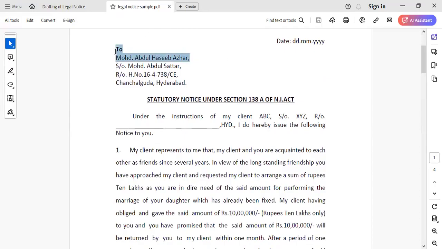I was sending this to Muhammad Abdul Haseeb Hazar, son of Sattar, resident of such and such address. I am not writing respondent or plaintiff or any legal words. I'm just writing to whom. Understood this point? In direct language. Yes, sir. Then, after these two, you have to write: statutory notice under section 138 of the Negotiable Instruments Act. Clear?